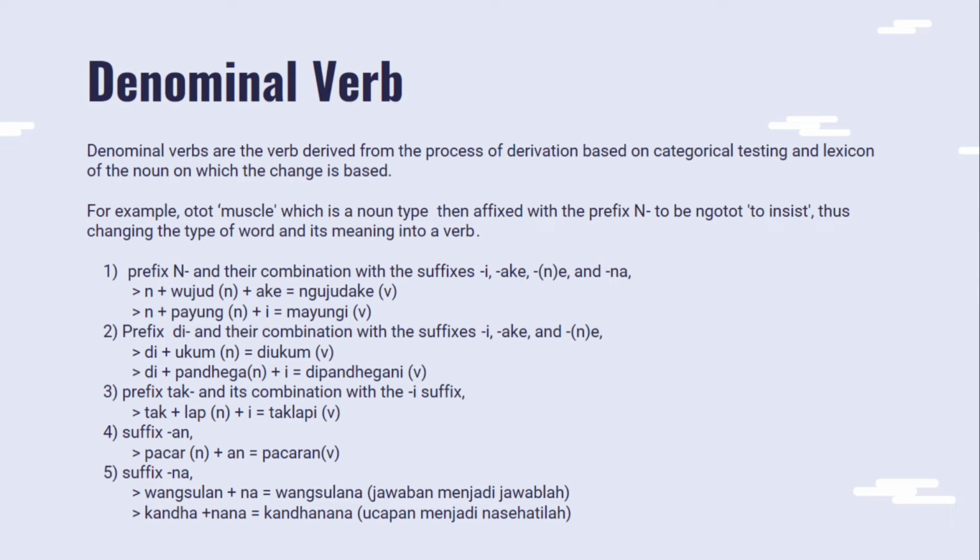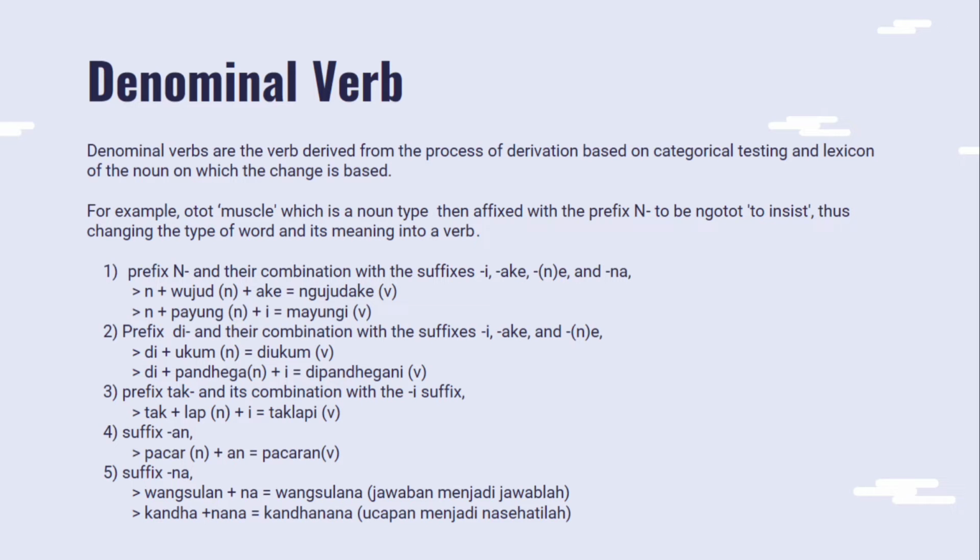Denominal verb. Denominal verbs are the verb derived from the process of derivation based on categorical testing and lexicon of the noun on which the change is based. Jadi verba denominal adalah kata kerja hasil proses derivasi berdasarkan pengujian kategorial dan identitas leksikal berbeda dari kata benda yang menjadi dasar perubahan itu. For the example is otot or muscle, which is noun, and then affixed with the prefix and to be ngotot or to insist, thus changing the type of word and its meaning into a verb.